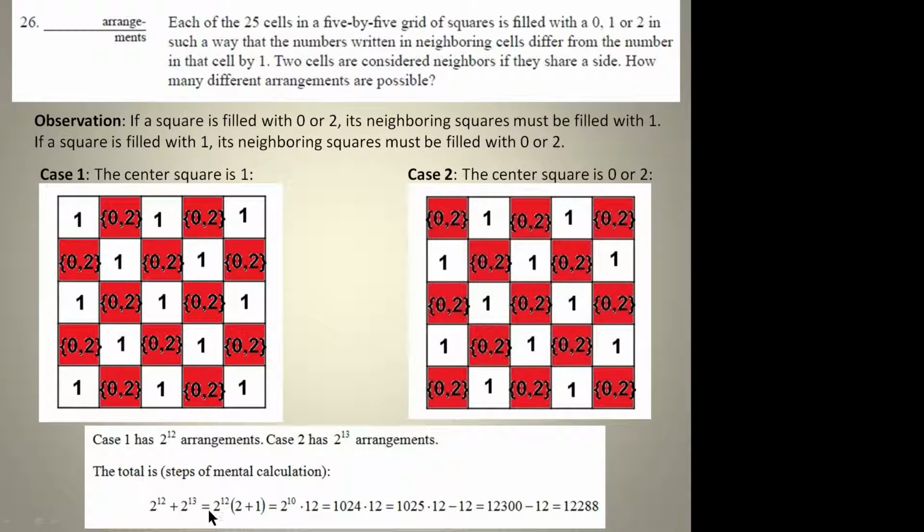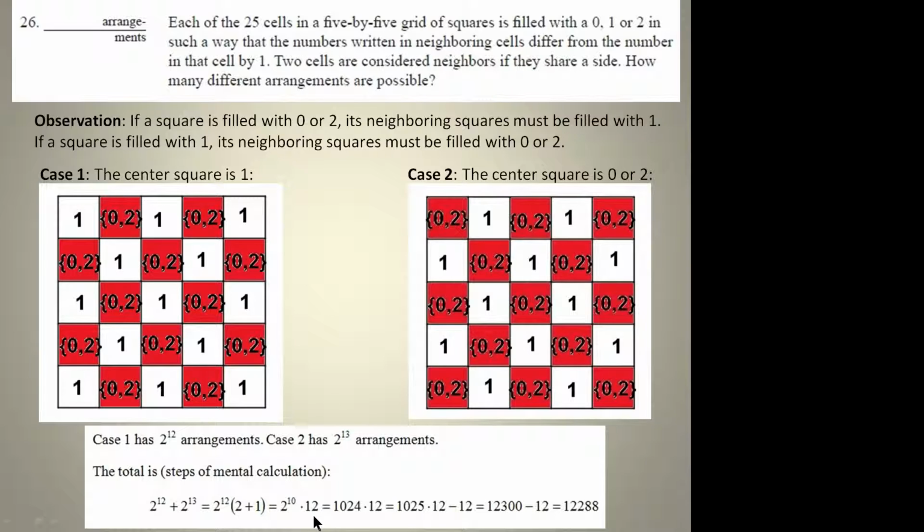You take that 2 to the power 12 out, then times 2 plus 1, or 1 plus 2, that's 3. But for 2 to the power 12, multiplying 2 by 2 by 2 takes a lot of multiplication. You should memorize that 2 to the power 10 is 1024. So 2 to the power 12 is 2 to the power 10 times 4, and 4 times 3 is 12.